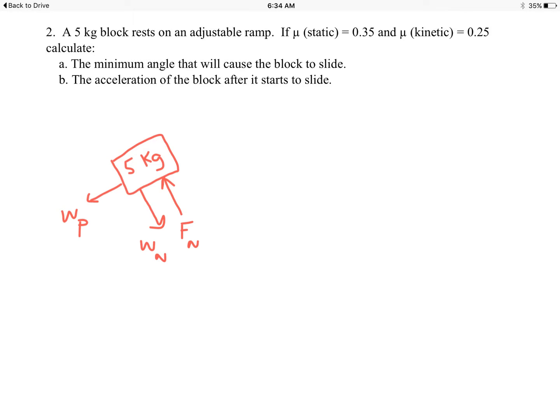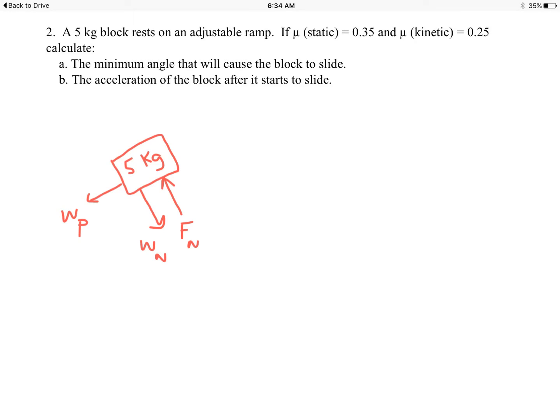Newton's second law on inclines, example number 2. Here we have a 5 kilogram block on a ramp that can be inclined at any angle. We don't know what the angle is. Once again, I'm not drawing the ramp, but there's going to be some angle.